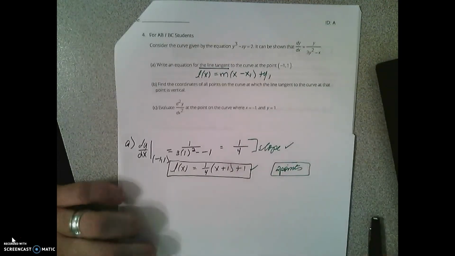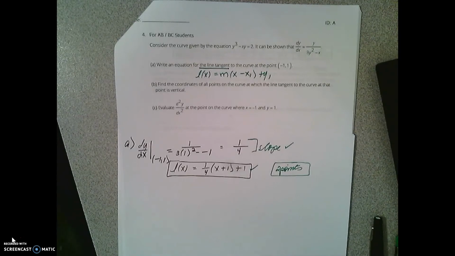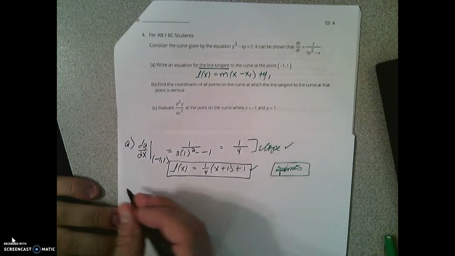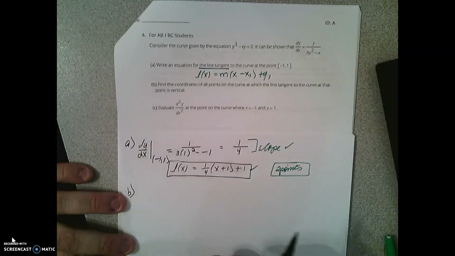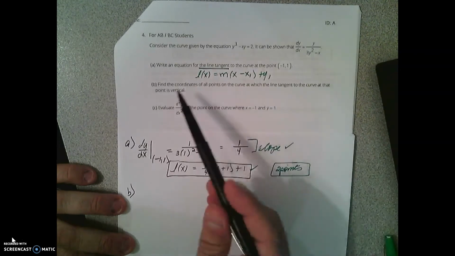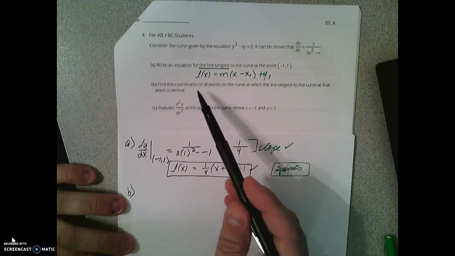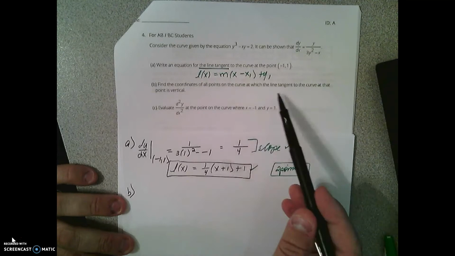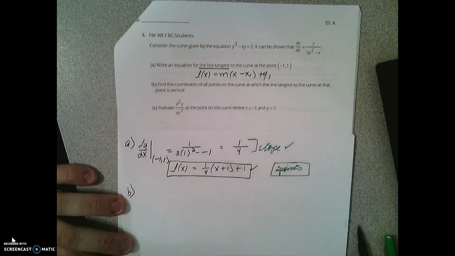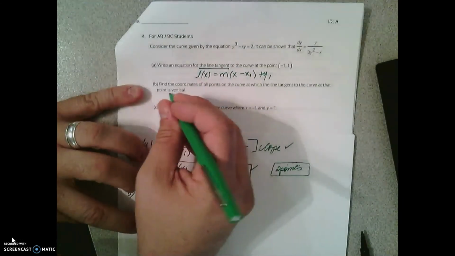And I would say that is a kind question. I would expect most students in an AP Calculus class to be able to correctly solve that without too much panic. All right, now let's look at part B. In part B, we need to find the coordinates for all points on the curve at which the line tangent to the curve at that point is vertical.